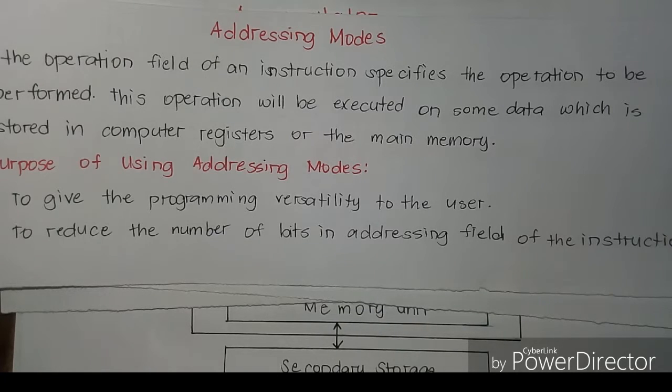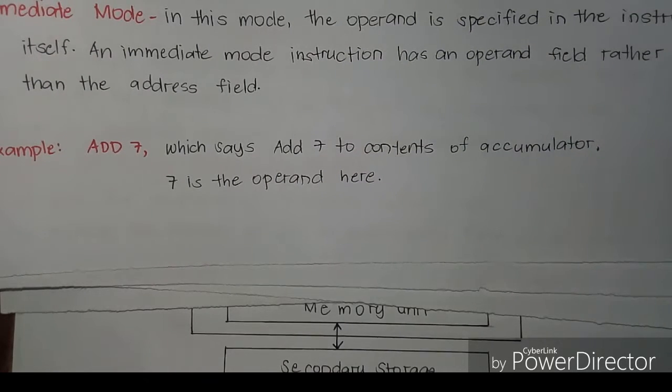There are different types of addressing modes. First is immediate mode. In this mode, the operand is specified in the instruction itself. An immediate mode instruction has an operand field rather than an address field. For example, add 7, which says add 7 to the contents of the accumulator. 7 is the operand here.